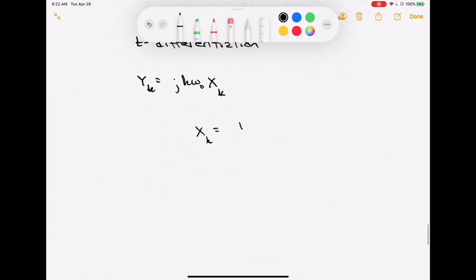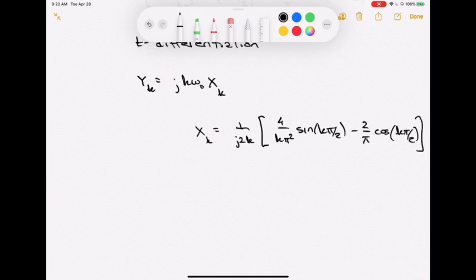It's going to be 1 by jk omega naught times then 4 by k pi squared sine k pi by 2, and I'm going to have a minus 2 by pi cosine k pi by 2. Okay, something like that. Now if I just do a tiny bit more cleanup, I can get the final result, at least in a nicer form. I'm going to have x of k equals 1 over j k pi, and then I'm going to have a 2 by k pi sine k pi by 2.